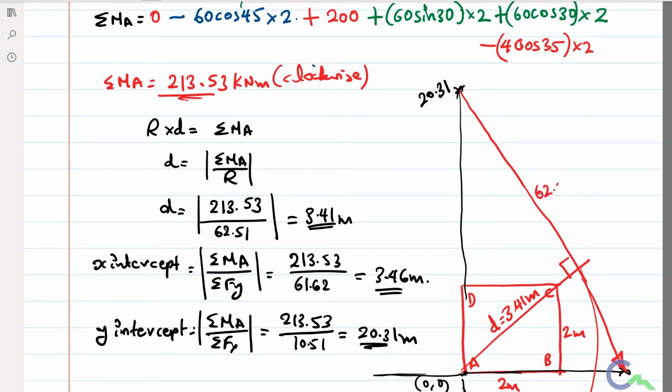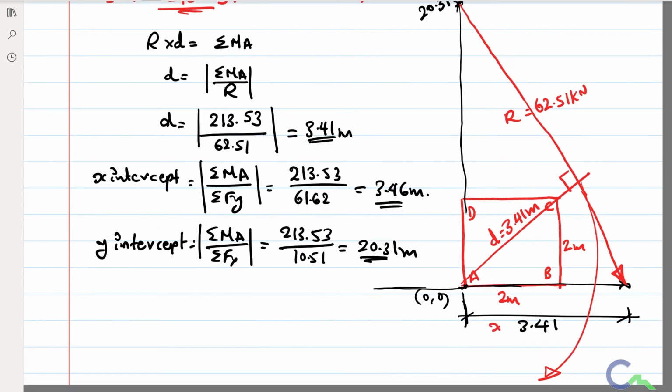This is 62.51 kilonewton, that is the R value. The X intercept is 3.41, and Y is 20.31.